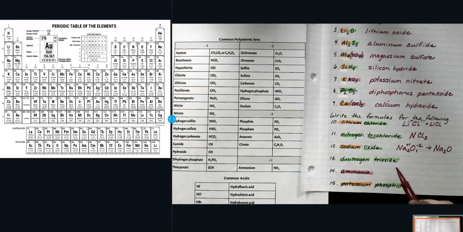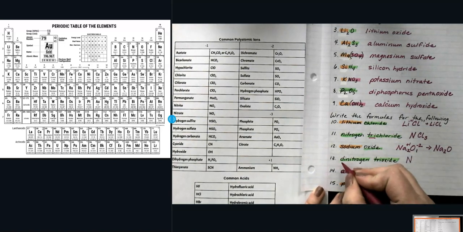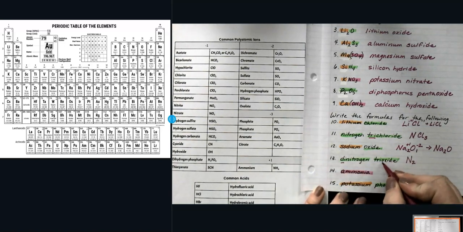Next we have dinitrogen trioxide. Our nitrogen is just an N, and that prefix di means 2. Oxide is O. Tri is 3. That's all there is to it.